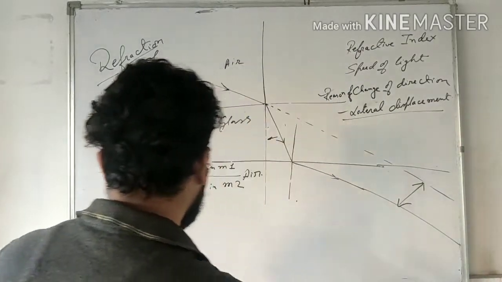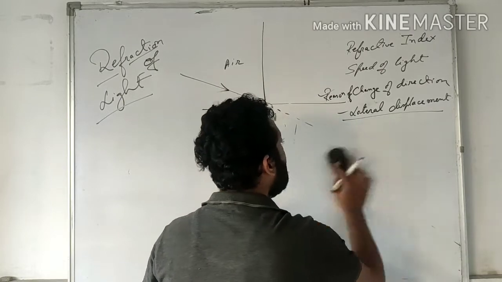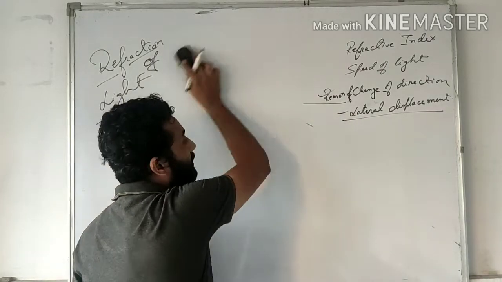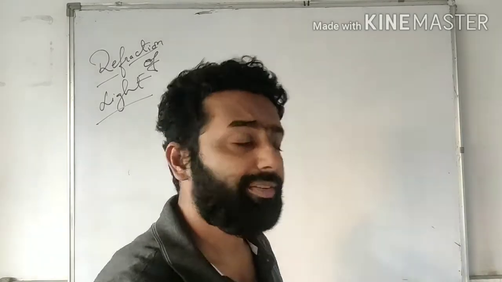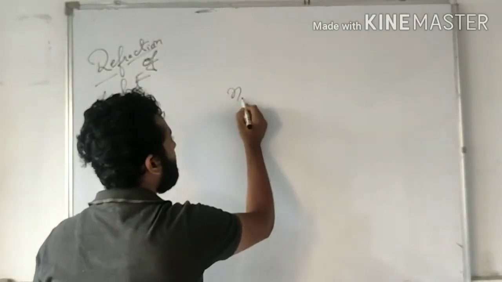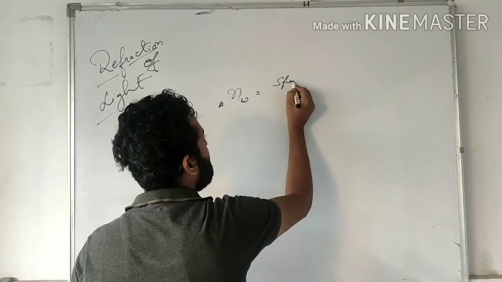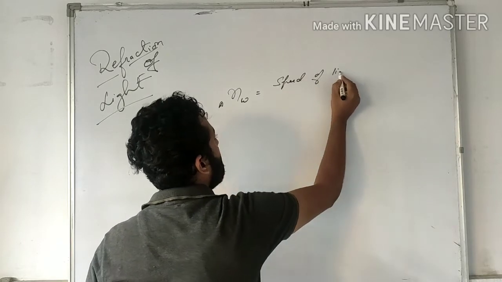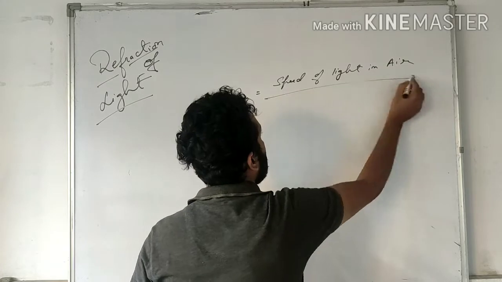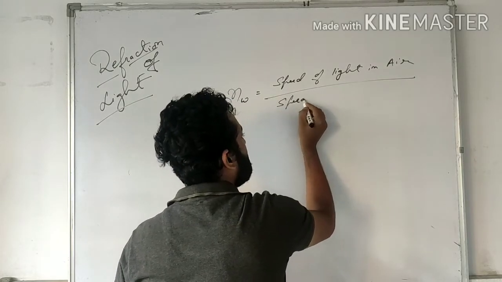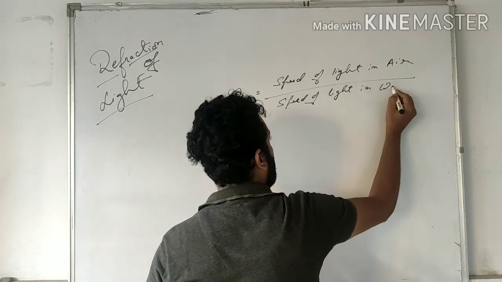For example, let me say that we know the refractive index of water with respect to air is 1.5. So, what can we say? Refractive index of water with respect to air is speed of light in air divided by speed of light in water.